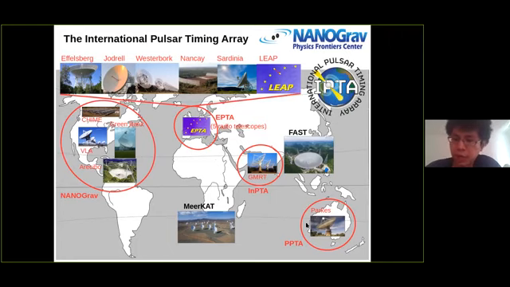And then in Australia, there's the PPTA, the Parkes Pulsar Timing Array, and they have the Parkes Radio Telescope. And I forgot about the Indian PTA with the GMRT, which has recently joined the IPTA. So now these 4 PTAs are all part of the International Pulsar Timing Array group, and we have collaborations with MeerKAT and FAST to get those instruments also into the family of the IPTA.